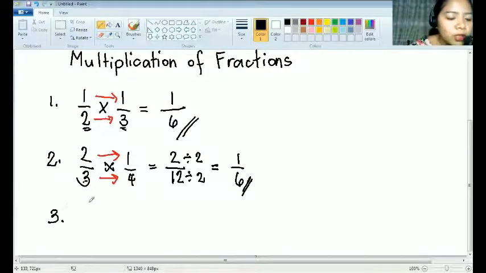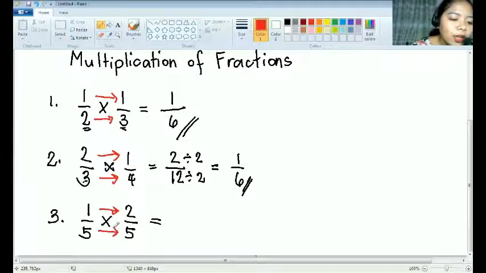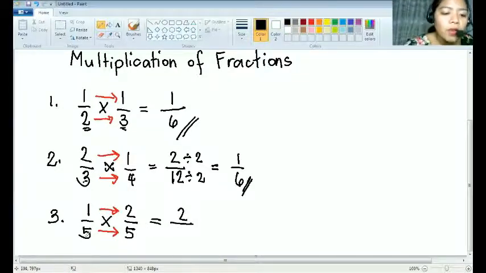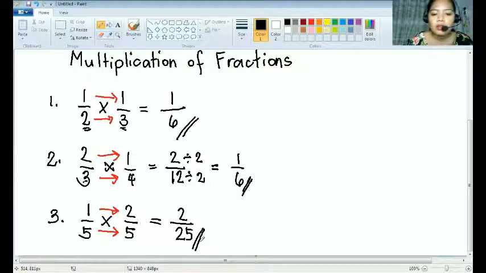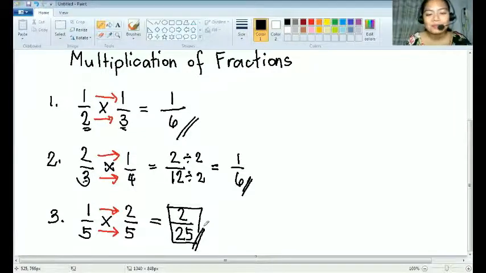Okay? Number 3. So, this will be the last and then proceed tayo sa division of fractions. So, another example is 1/5 multiplied by 2/5. O, ayan, pareha sila ngayon ng denominator. So, anong gagawin natin? Siyempre, ganun pa din. Multiply the numerators and then multiply the denominators. 1 times 2 equals 2. 5 times 5 equals 25. Okay. So, wala na silang common factor, kaya ayan na yung final answer natin. Okay? Nagets?